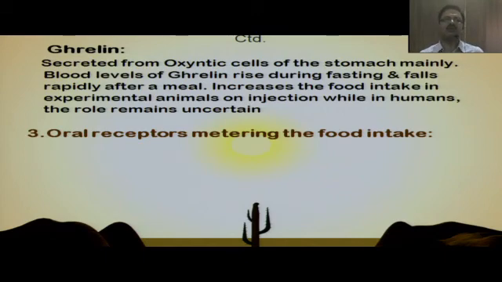There is a presence of oral receptors which meter the food intake. So there are receptors in the oral cavity which meter the food intake.